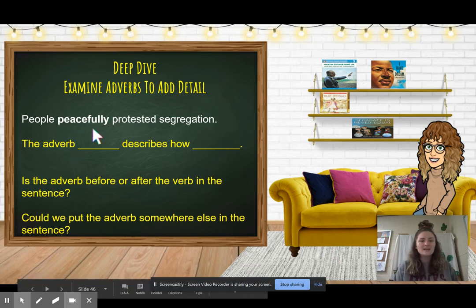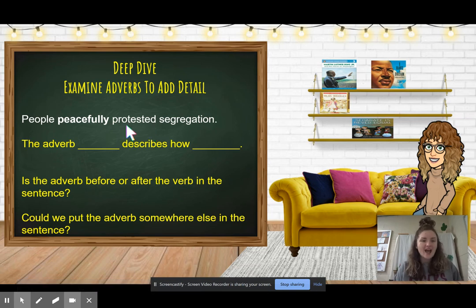Now, looking at the word peacefully, was peacefully before the word protested or after the word protested? It's before, right? So sometimes we might see our adverbs before our verb, but sometimes we might see it after the verb. So we could say people protested segregation peacefully. We could put peacefully at the end of that sentence. So usually when we hear adverbs, they usually have that ly, that suffix ly. We have learned about that. What does ly say? It says ly. So peacefully describes how people protested.